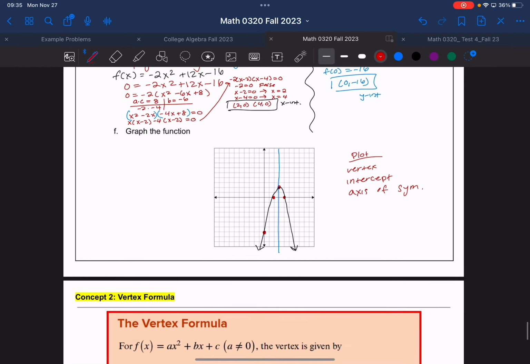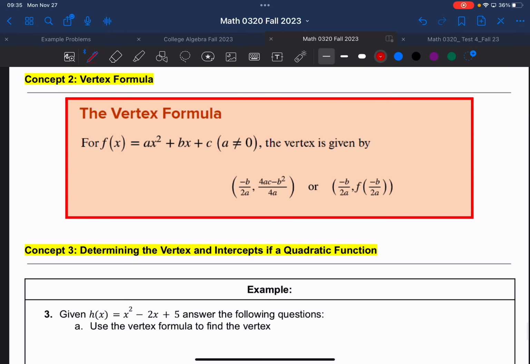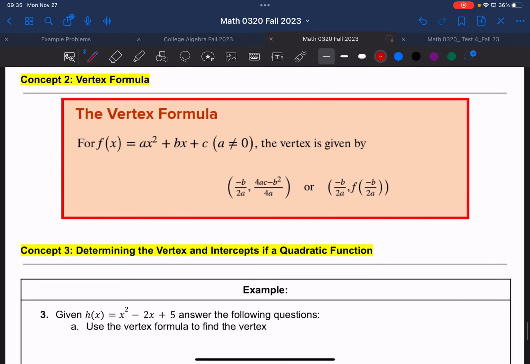Okay, any questions on concept 1? So again, that was taking standard form into vertex form. The only reason we do that is because it's easiest to find the vertex that way. And you would want to find the vertex, especially if you're going to have to graph.